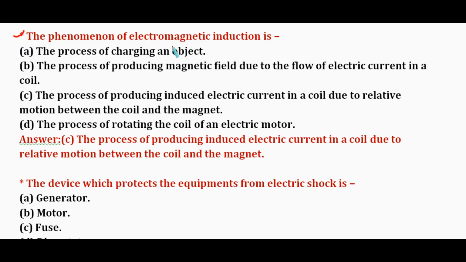Next question: the phenomenon of electromagnetic induction is the process of charging an object, the process of producing magnetic field due to the flow of current in a coil, the process of producing induced electric current in a coil due to relative motion between the coil and the magnet, the process of rotating the coil of an electric motor. The correct answer is the process of producing induced electric current in a coil due to relative motion between the coil and the magnet.